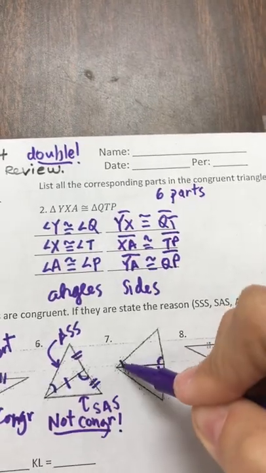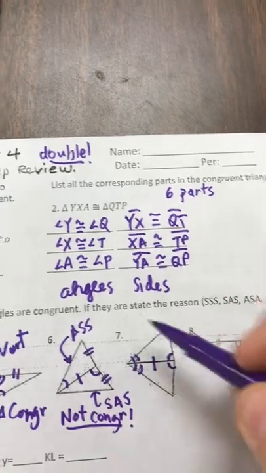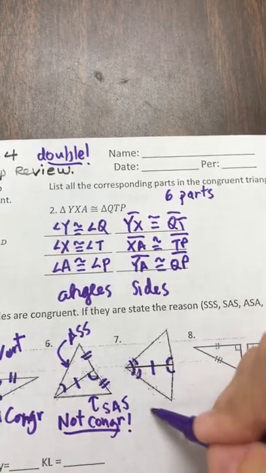Next, I got one angle, a second angle, and I have this side because of reflexive. So angle, side, angle, angle, side, angle.